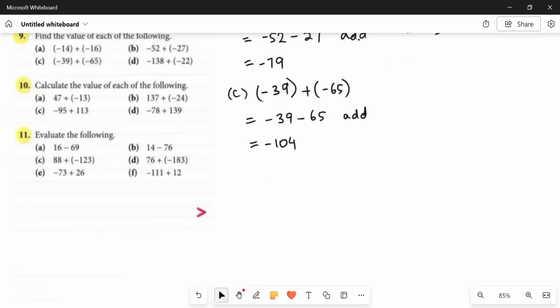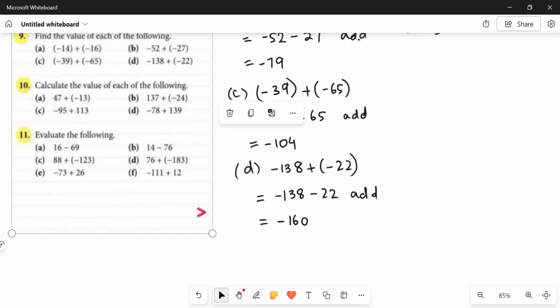Then we have part D. Minus 138 plus minus 20. So you see, same pattern is followed in all four parts. First, change the signs of the number having signs both outside and inside of the bracket, and then solve accordingly. If the signs are similar, just add, and if the signs are different, subtract. Okay. So this time we have to add up 138 and 22. We are going to get 160, and it would be negative.